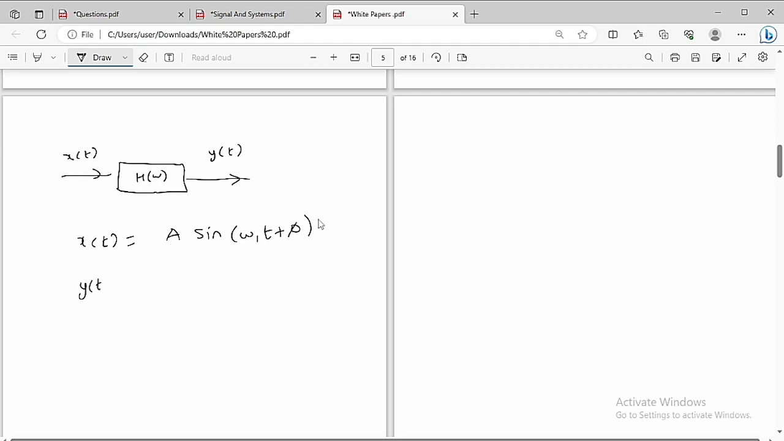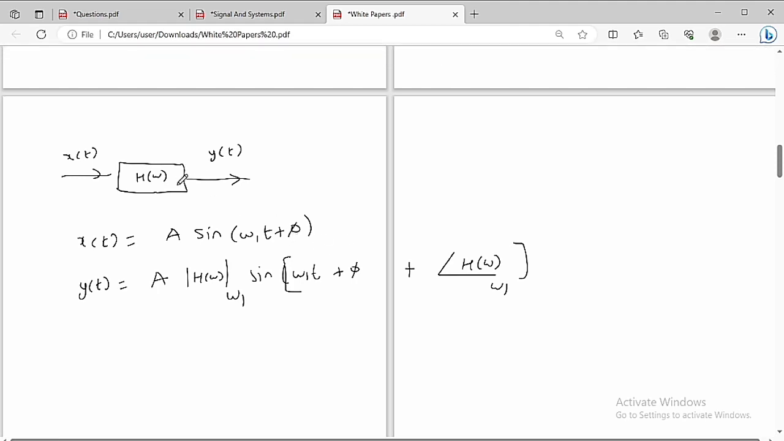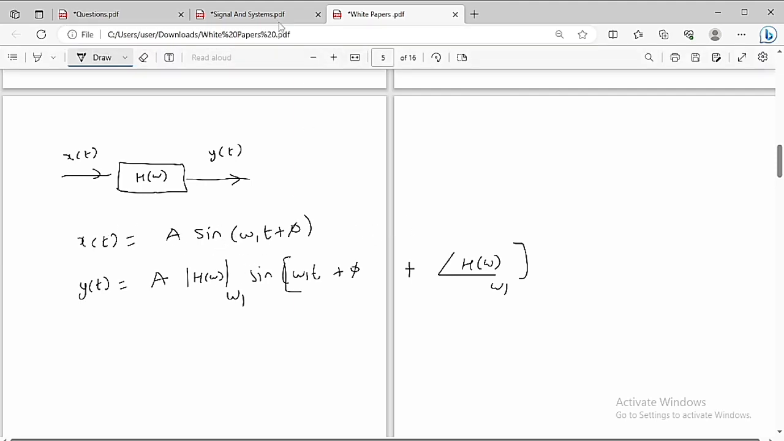Then what is y of t? Y of t, I have already told you, is A into the magnitude of h of omega at omega 1, into sin of omega 1 t plus phi plus the phase angle of h of omega at omega 1. I have already told you this formula. So the amplitude is going to be scaled by the magnitude of the transfer function, and the phase angle we need to add. So by this formula we are going to solve this question.